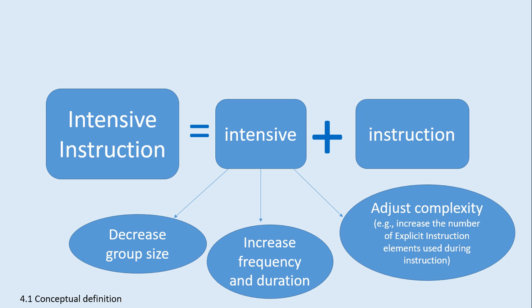First, the teacher decreases the group size. For example, small group instruction changes to one-to-one instruction. Next, the teacher increases the frequency. For example, the number of sessions per week adjust from 3 to 5. And duration. For example, a 20-minute lesson becomes a 45-minute lesson. Finally, the teacher adjusts complexity. In this case, complexity refers to the number of explicit instruction elements used during instruction. In part 3 of this module, we examined 16 elements of explicit instruction.